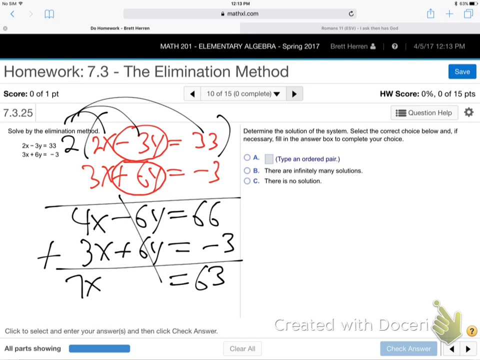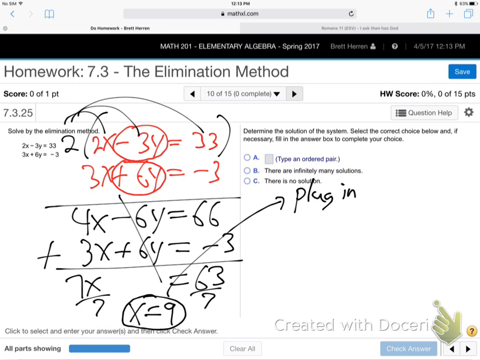7x is 63. Divide by 7. X is 9. Bring it over. Plug in. X is 9. Good, am I racing ahead?